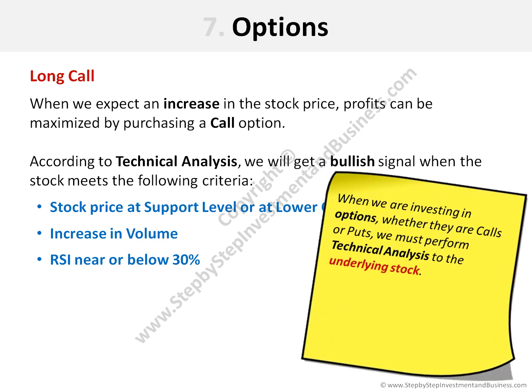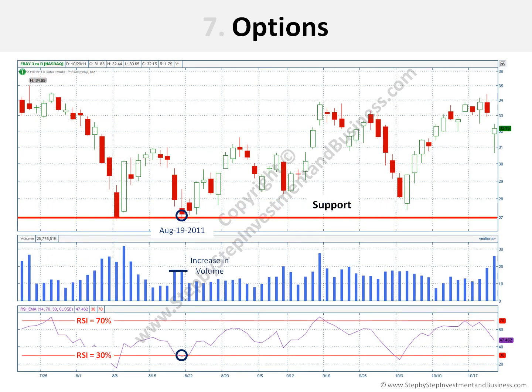When we are investing in options, whether they are calls or puts, we must perform technical analysis to the underlying stock. That is, we must always perform technical analysis to the underlying asset. Let's consider the following example. On August 19, 2011, the eBay company gave us a clear bullish signal because the stock touched support, and this was accompanied by an increase in volume and an RSI below 30%.